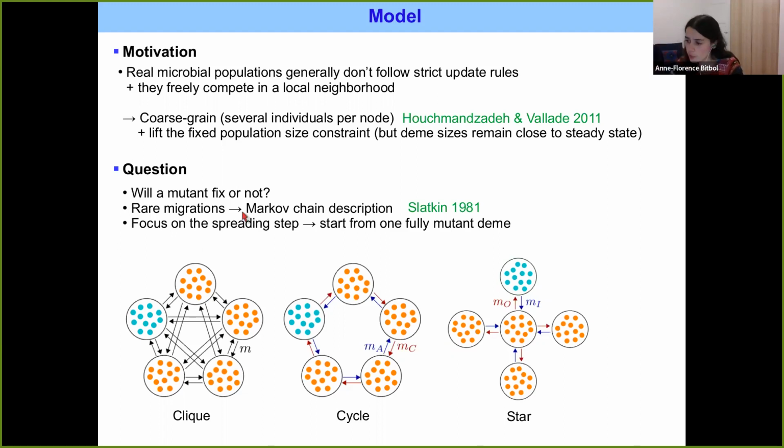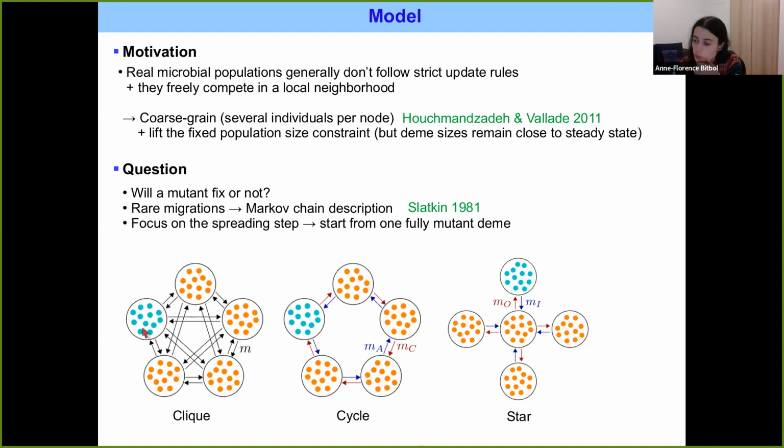And the advantage of this limit of rare migrations is that then we can describe the state of the system by just whether each node is mutant or wild type, and we can describe the dynamics of the system as a Markov chain. So it really simplifies a lot the theoretical description. And we are going to start from the case where you have one deme that is fully mutant. So for instance, here the mutant is blue, and we consider that one of these subpopulations is fully blue, while the others are fully orange, wild type.